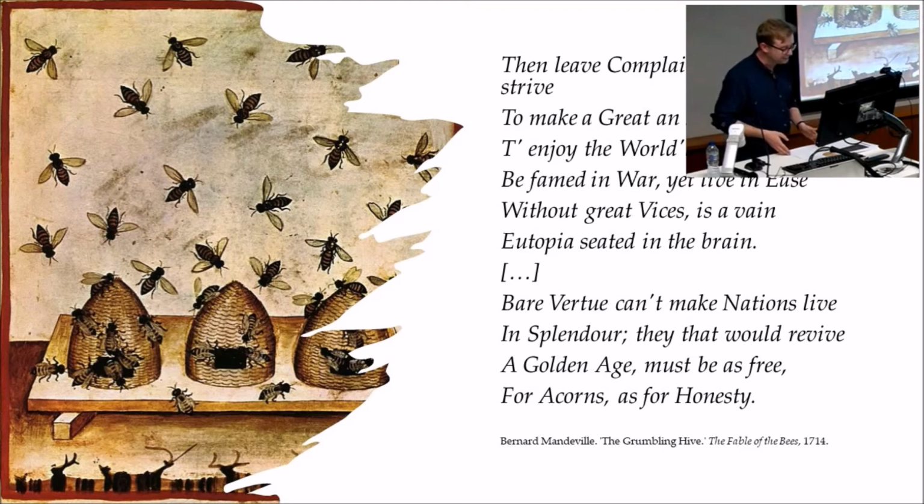Be famed in war, yet live in ease, without great vices, is a vain utopia seated in the brain. Their utopia can't make nations live in splendour. They that would revive a golden age must be as free for acorns as for honesty. So he's saying if you want convenience, if you want things to be easy, and if you want everything you want all the time, then you have to accept there's going to be vice in society.